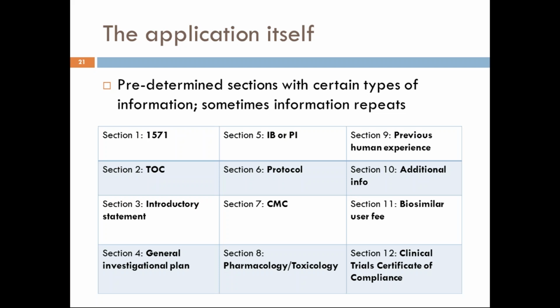So the application itself has different sections with certain types of information, and sometimes the information repeats. This is also something a PI is typically used to with NIH grants. You don't want to plagiarize yourself, right? Reviewers get annoyed if you use the same language in the abstract and in the background and so on. For an IND it's totally fine. You can have verbatim pieces of information because these different sections go to different reviewers.